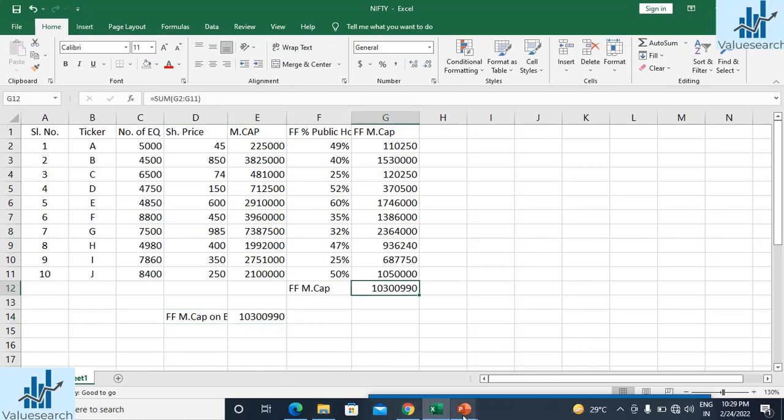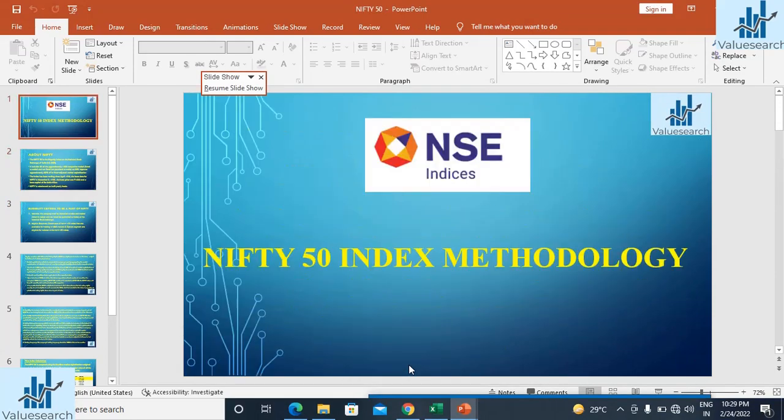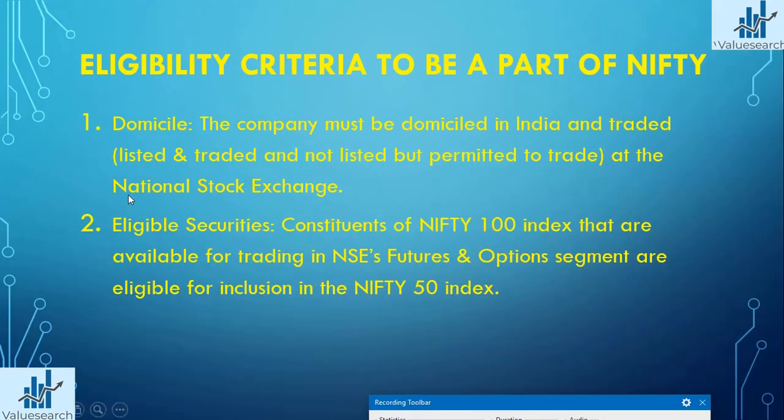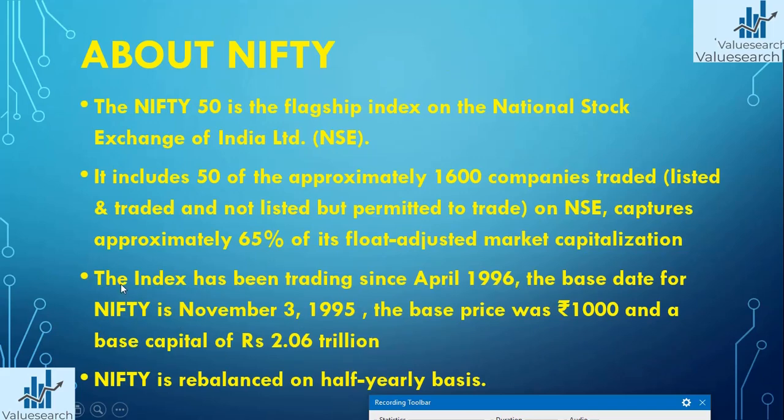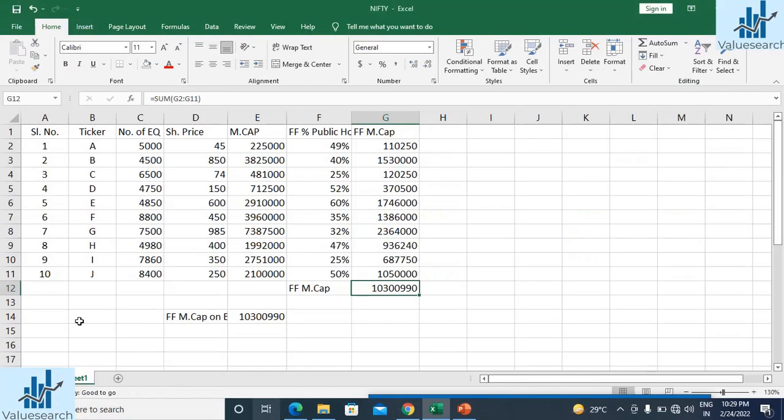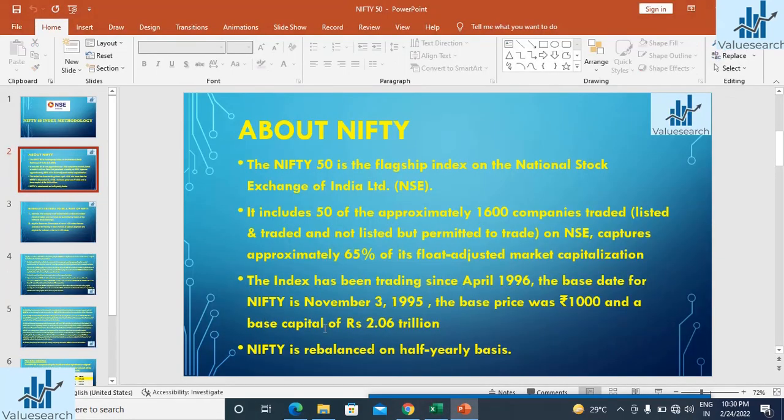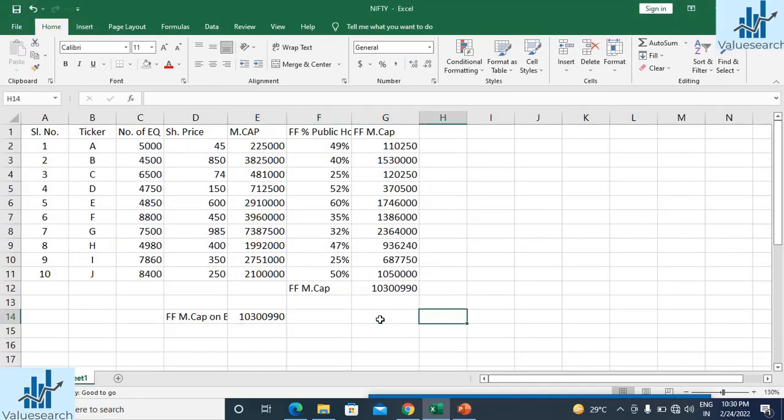So here we told you that the Nifty index has been trading since April 1996. The base date for Nifty 50 was 3rd of November 1995, the base price was 1000 rupees, and the base capital was 2.06 trillion. So for our index, we are assuming a base capital of this, while for Nifty the base capital was 2.06 trillion. And the base price of our index we are assuming to be 1000, same as it was for Nifty.